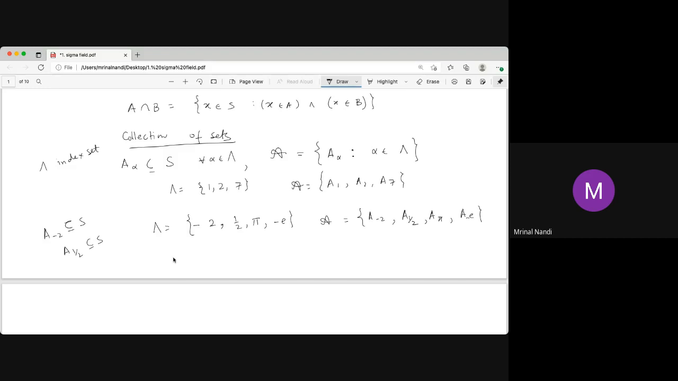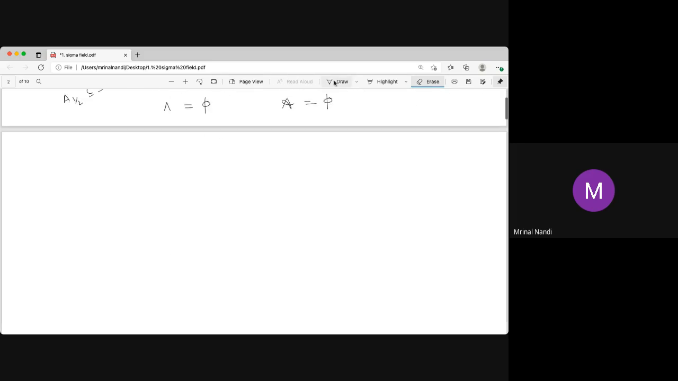Now, if the index set is 5, what? If the cardinality of the index set is finite, say the number of elements of lambda is 7, that means there are 7 subsets in this collection. So this is one notation to write.